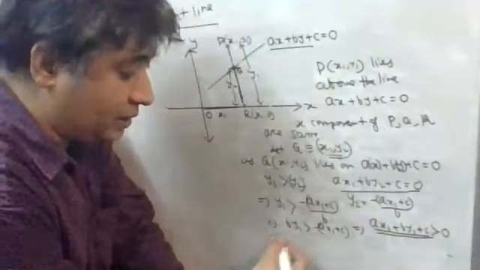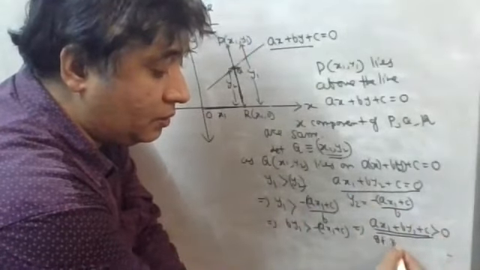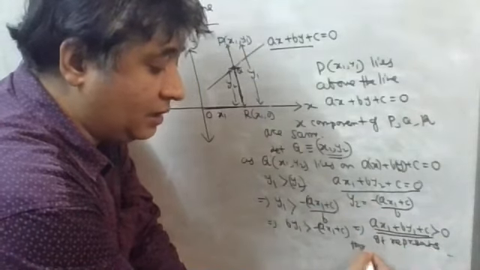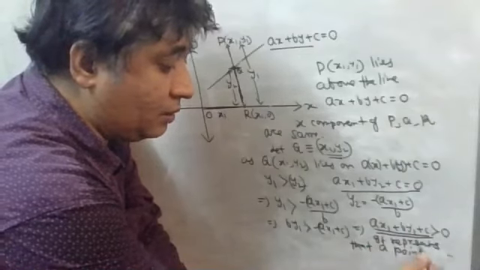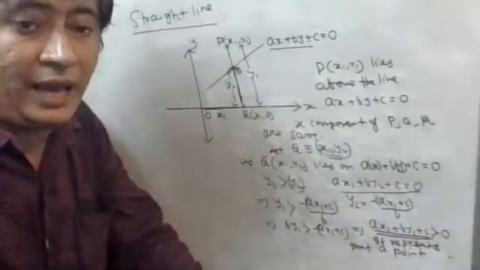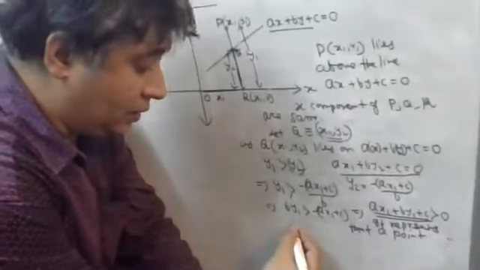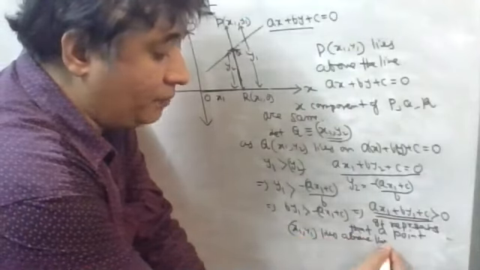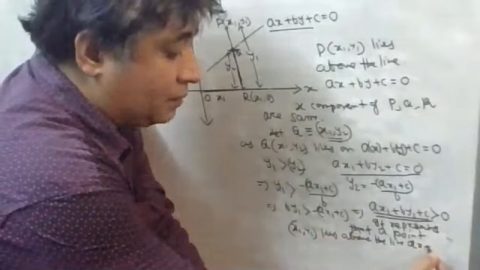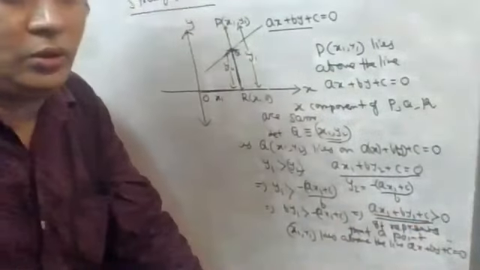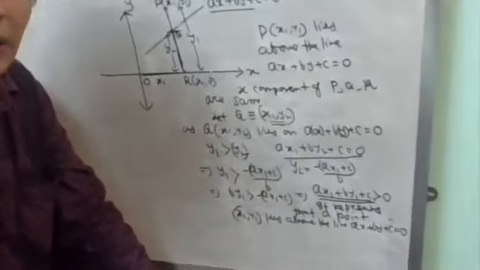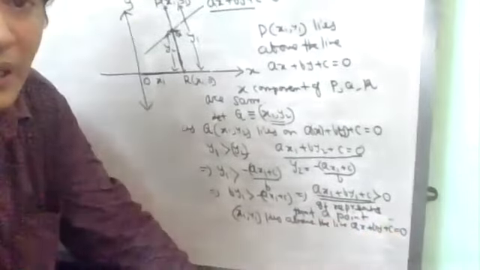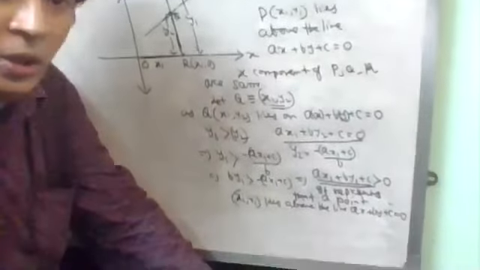So this represents that a point x1 y1 lies above the line x plus by plus c is equal to 0. It represents that the point x1 y1 lies above the line x plus by plus c is equal to 0. Hope you understood.